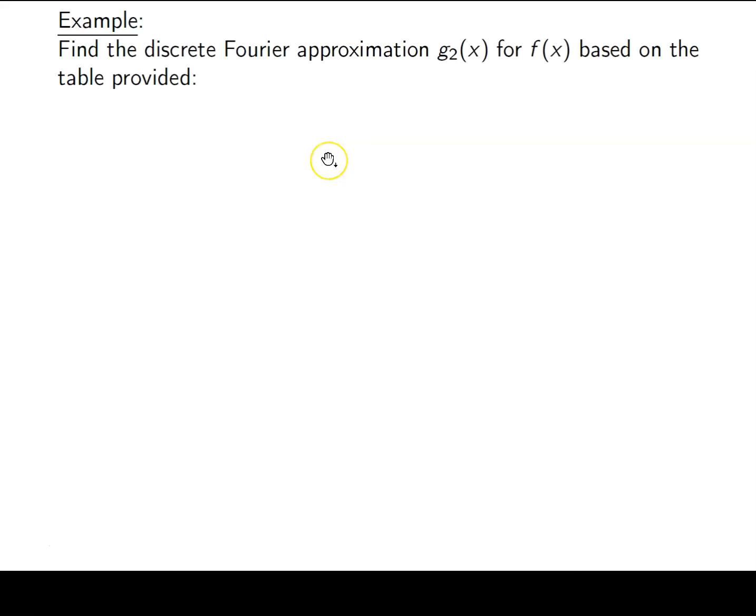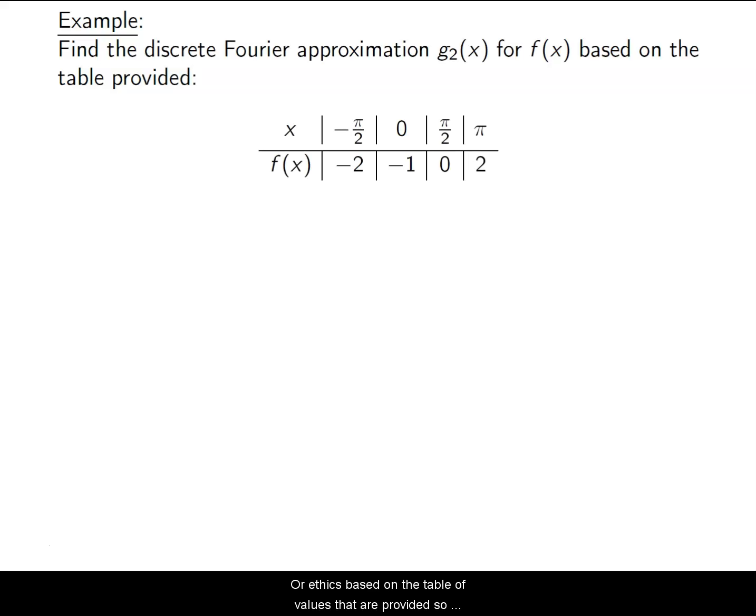This is our last example. So lucky us, right? We're kind of long here. For this video, let's find the discrete Fourier approximation, G2, for f of x based on the table of values that are provided. So this is x, and this is the f of x, right? So these are just points in space: negative pi over 2, negative 2; 0, negative 1; pi over 2, 0; and pi, 2 are points as well. So these are inputs, and these are output values, obviously.